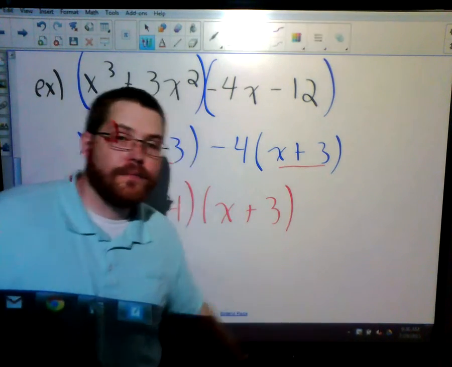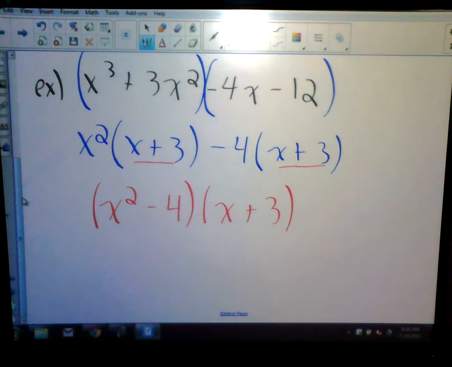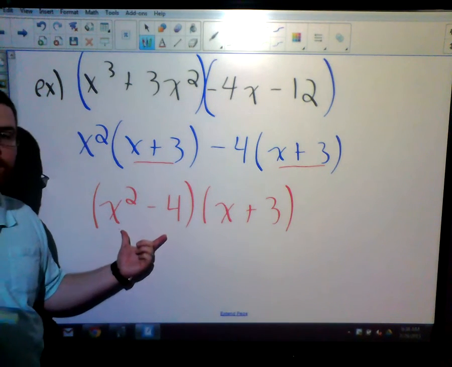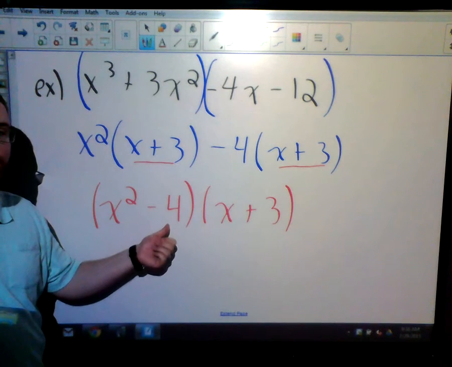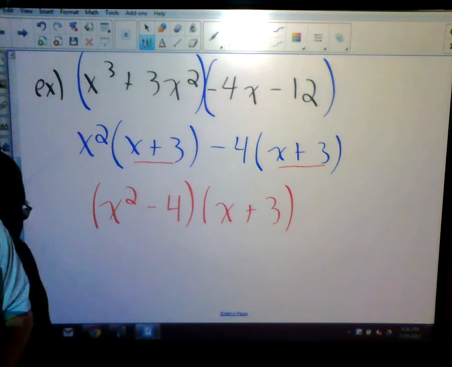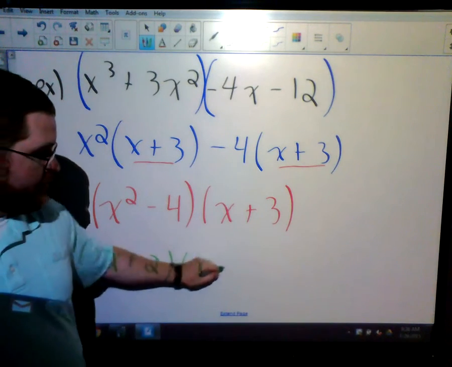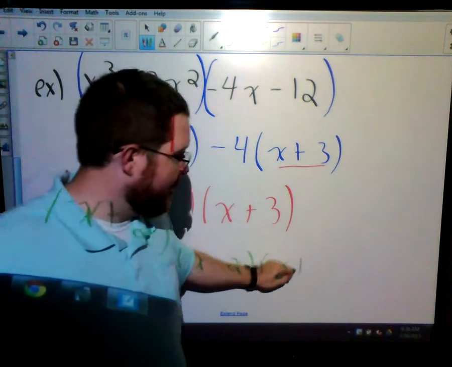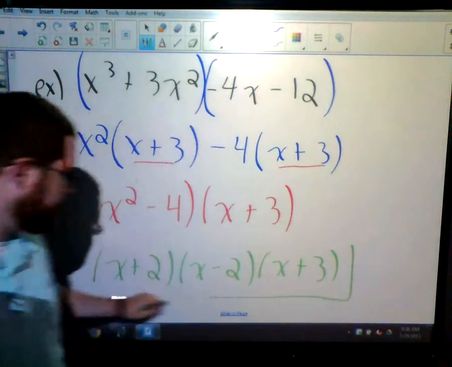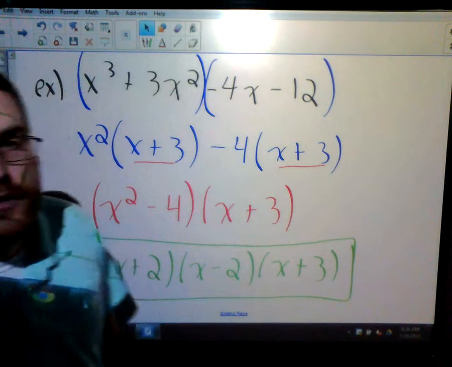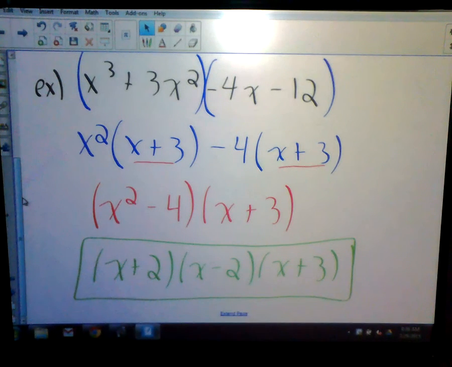Are you done? Well, maybe. Can this factor further? That can't. There's no squared. Can this? Yeah. What 2 numbers multiply to negative 4 but cancel out in the middle? Positive 2 and negative 2. Now I have factored completely. Always remember to see if you can factor further. Don't just stop after the first step. See if you can factor further.